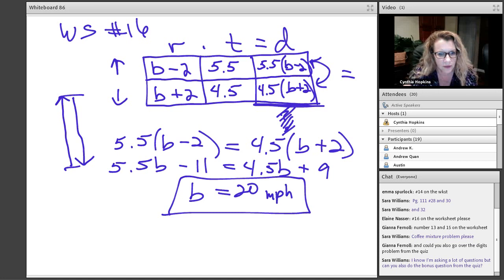And there you go. Okay, now can you check this? Absolutely, you can check this. Don't do it with the equation, do it with the words. Actually, the chart's going to kind of help me.